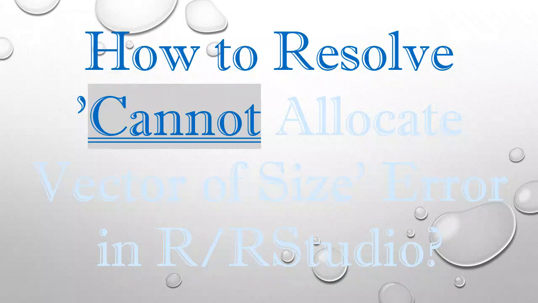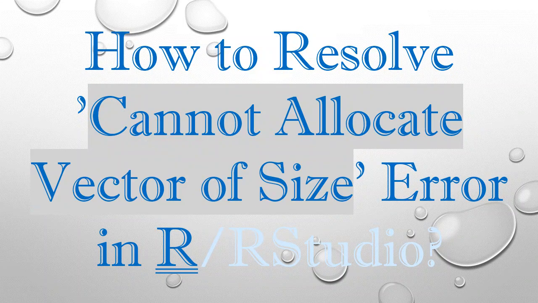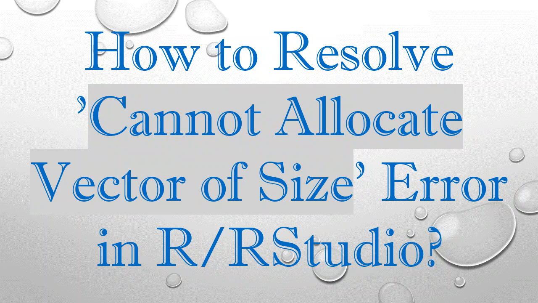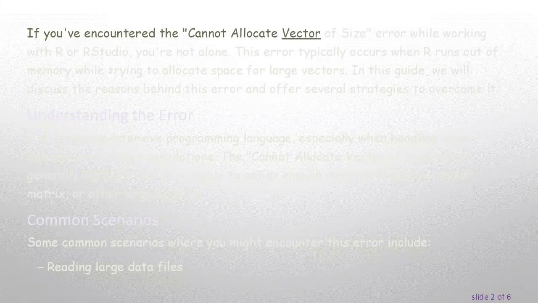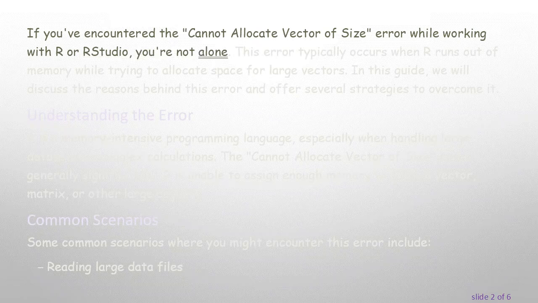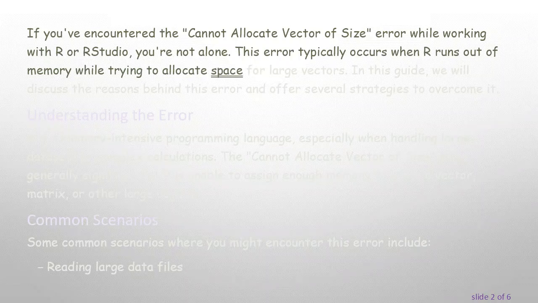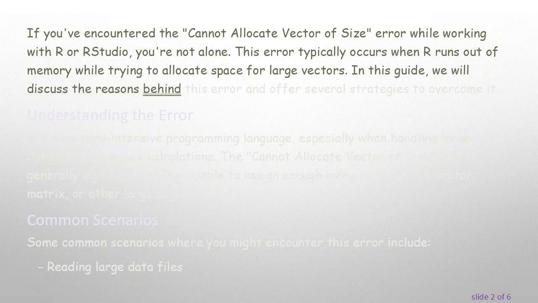How to resolve cannot allocate vector of size error in RStudio. If you've encountered the cannot allocate vector of size error while working with R or RStudio, you're not alone. This error typically occurs when R runs out of memory while trying to allocate space for large vectors. In this guide, we will discuss the reasons behind this error and offer several strategies to overcome it.